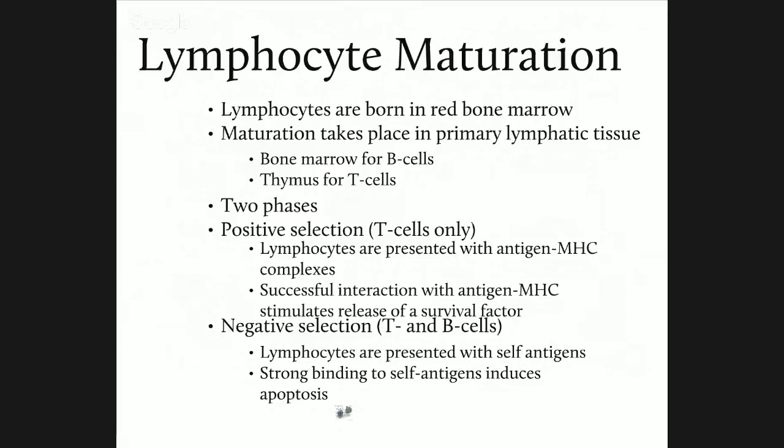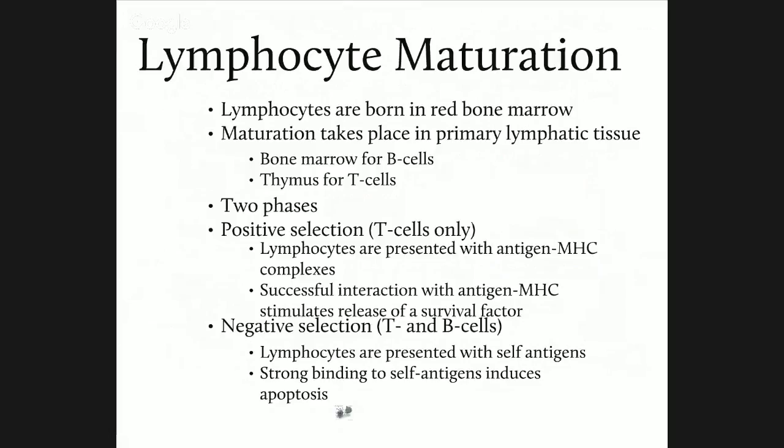Those cells then have to mature, and where they mature differs on the type of cell. The T cells are called T cells because they mature in the thymus. That's what the T in T cell stands for. B cells stay in the bone marrow where they mature. Now, the B in B cell actually stands for something else, but for the sake of this course, associate the B in B cell with bone marrow.